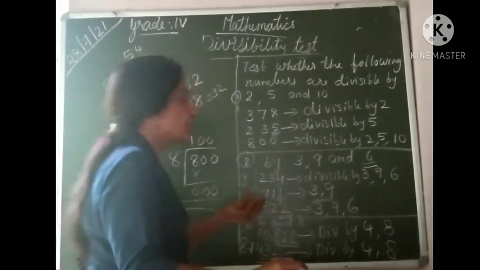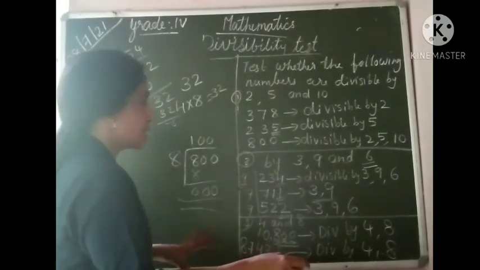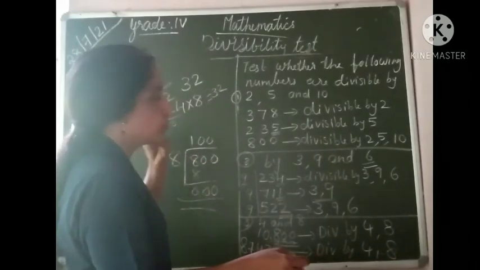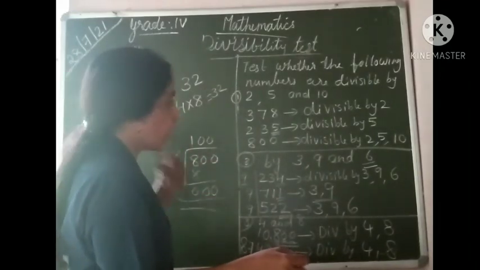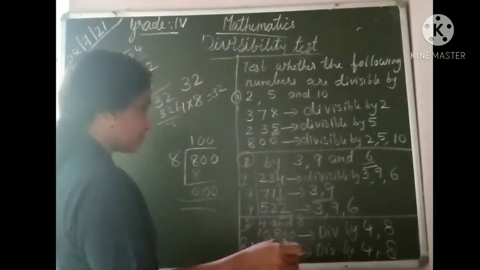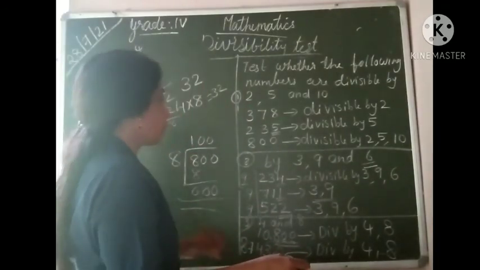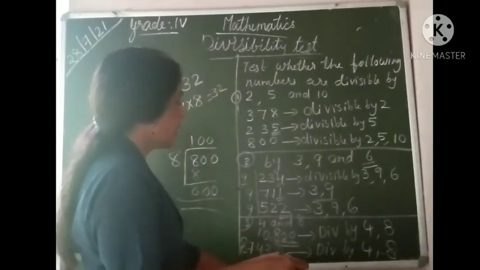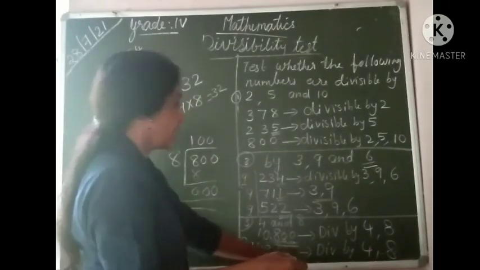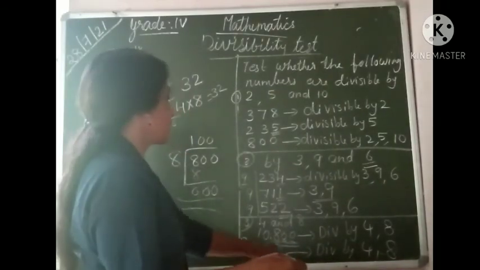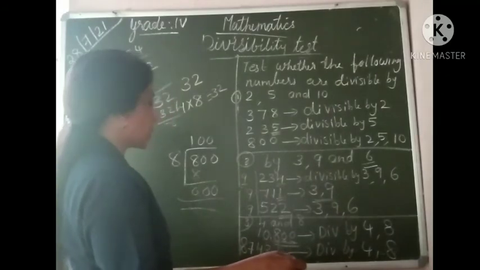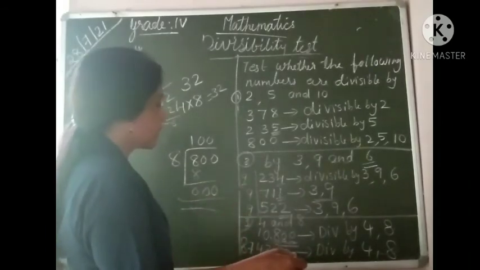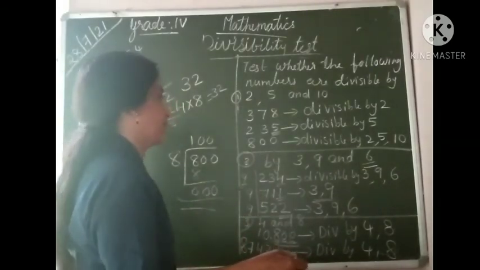3, 9, 6. 3 and 9 by adding the digits, and 6 by how? If it is divisible by both 2 and 3, that number is divisible by 6. About 4 and 8: for 4 we have to check the ones and tens place. The numbers are both 0, otherwise it must be in the table of 4. About 8, we check the three places, ones, tens and hundreds. However big the number is, if those 3 numbers are divisible, the number is divisible by 8.